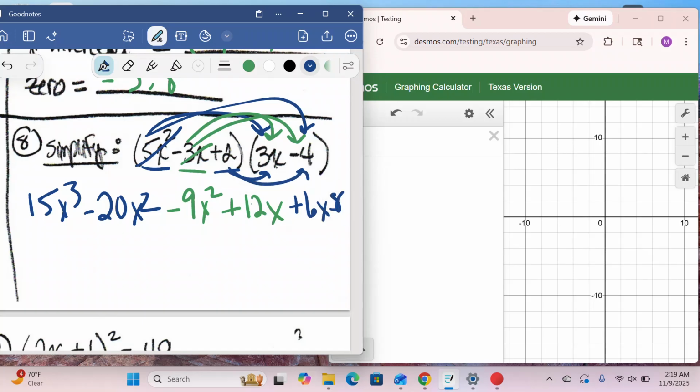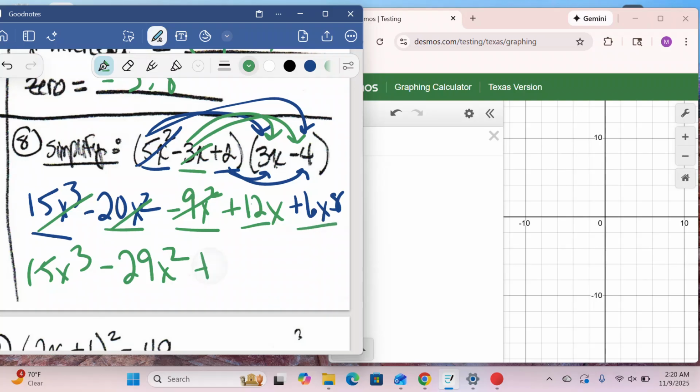So then I'm going to combine like terms. There's no more like terms here, so it gives me 15x cubed. I'm going to combine here and here. That gives me a negative 29x squared. Get rid of this, get rid of that. Positive 12x plus 6x gives me a positive 18x. And then, of course, my negative 8, and that is my simplified form.